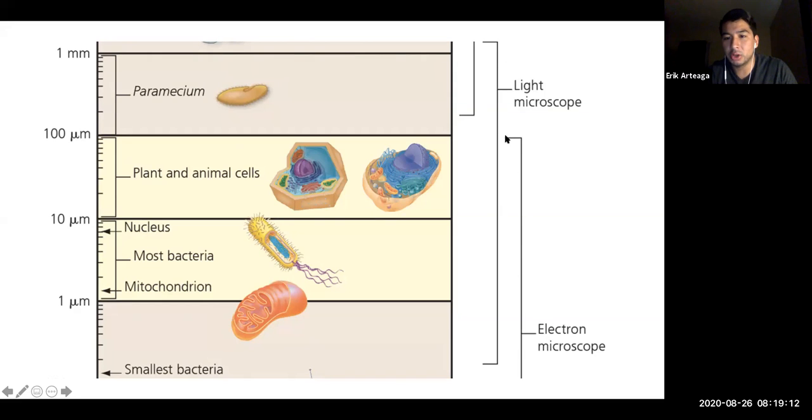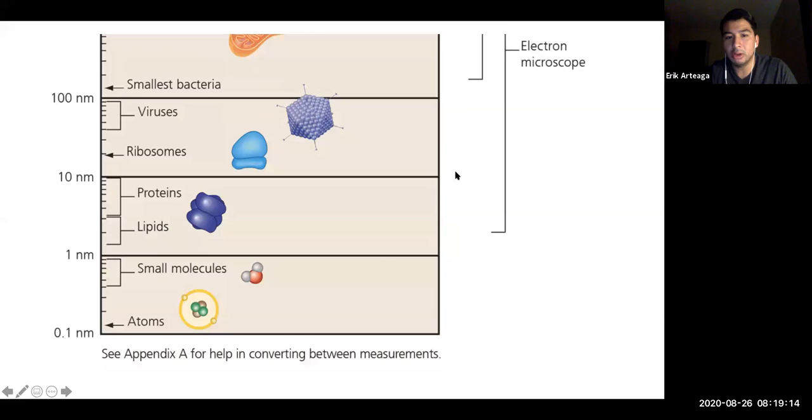And then we have the electron microscopy. Again, you have much higher resolution. You're able to see small bacteria, viruses, ribosomes, which are tiny, tiny, tiny proteins, lipids, and then this is where it ends, and you have small molecules, right? And atoms, which we know are the smallest of anything, right? The smallest common denominator for everything, okay?